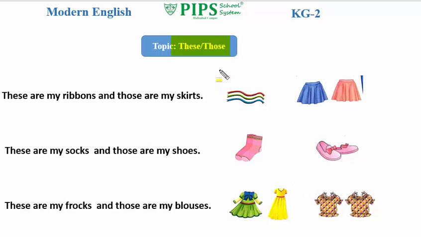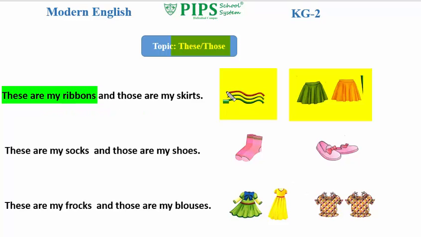First of all, look at the picture. Here are ribbons and skirts. Now read the sentence with me. These are my ribbons. ये मेरे ribbons हैं. And those are my skirts. और वो मेरी skirts हैं.